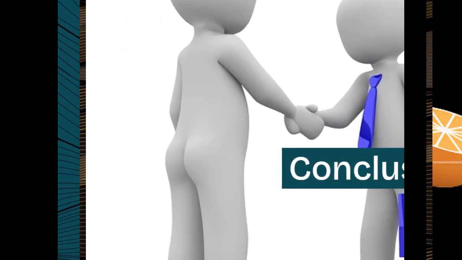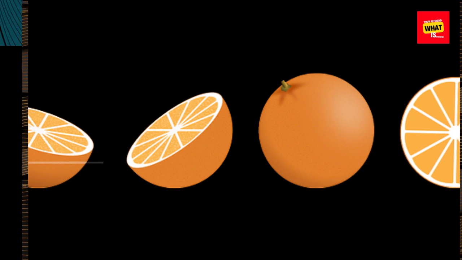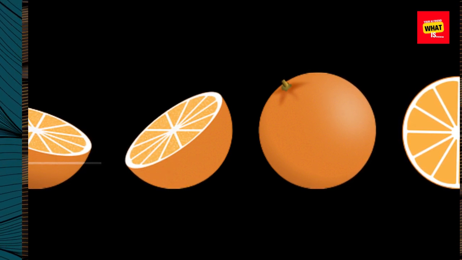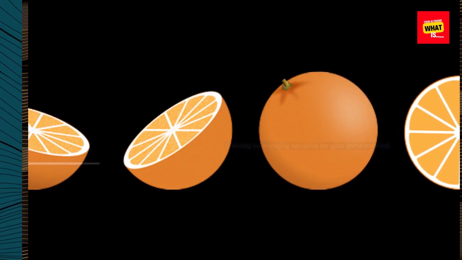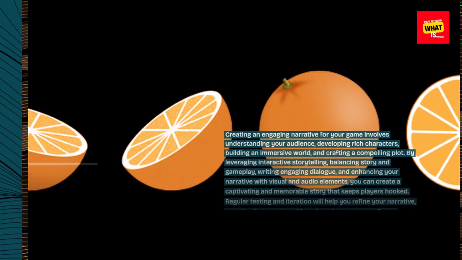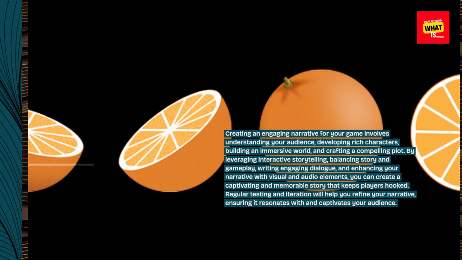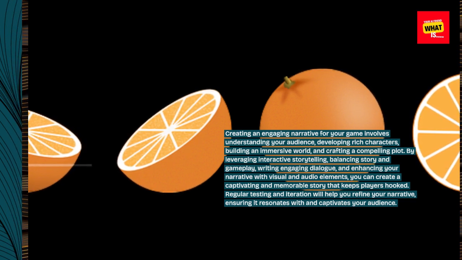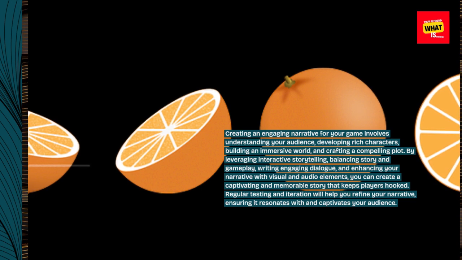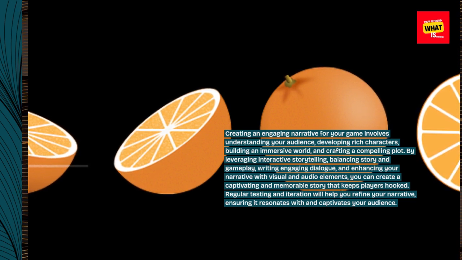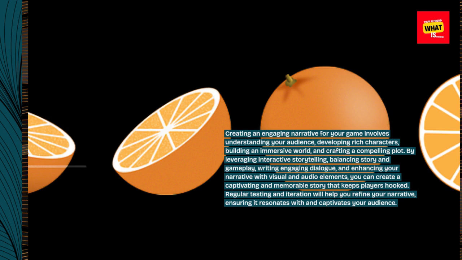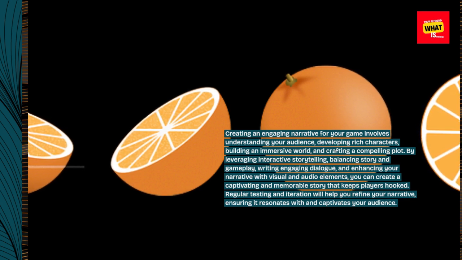Conclusion. Creating an engaging narrative for your game involves understanding your audience, developing rich characters, building an immersive world, and crafting a compelling plot. By leveraging interactive storytelling, balancing story and gameplay, writing engaging dialogue, and enhancing your narrative with visual and audio elements, you can create a captivating and memorable story that keeps players hooked.